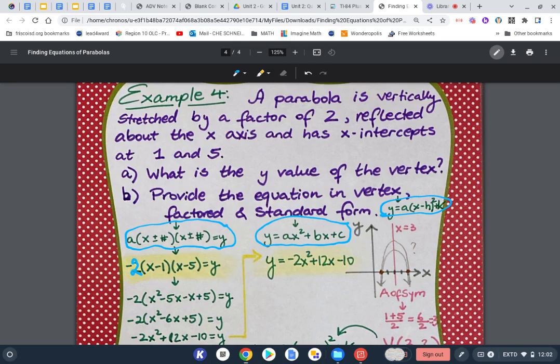Reflected about the x-axis. So where is that reflection going to happen? Okay, it has to point down. In order for a parabola to point down, you have to have a negative as your a. So there you have it. It's -2. That much we figured out. Now the x-intercepts. You're going to move them in as opposites because they're partnering with x. Okay, and there it is. x minus 1, x minus 5. Ta-da! You're pretty much done. That is your factored form.